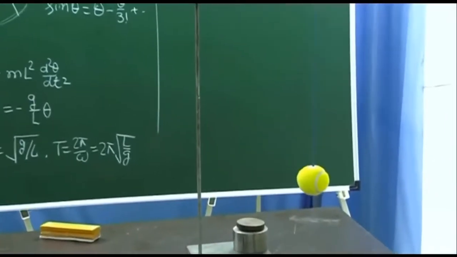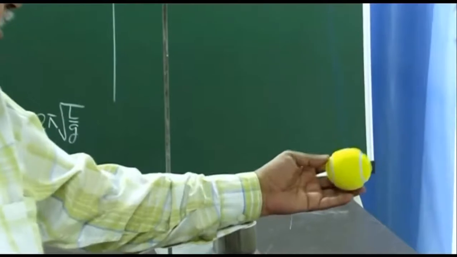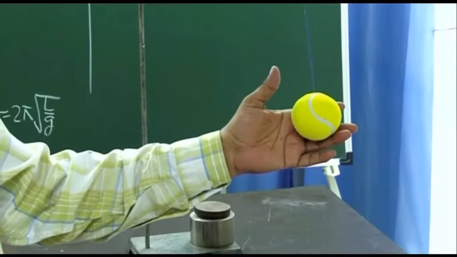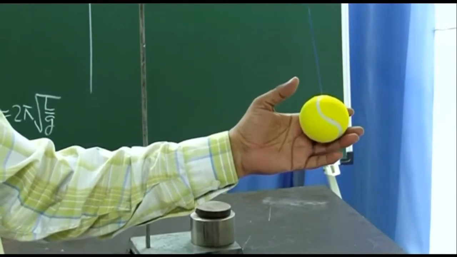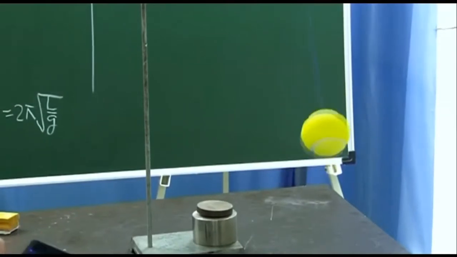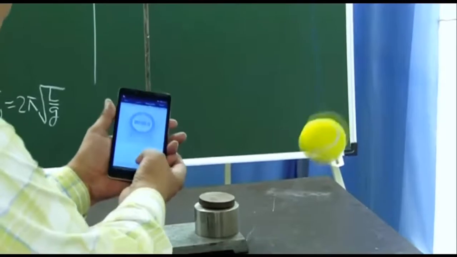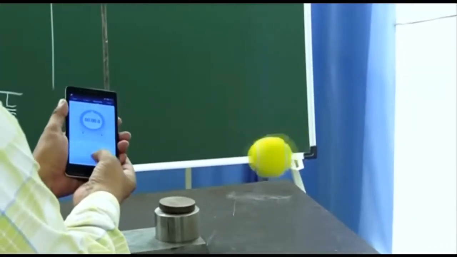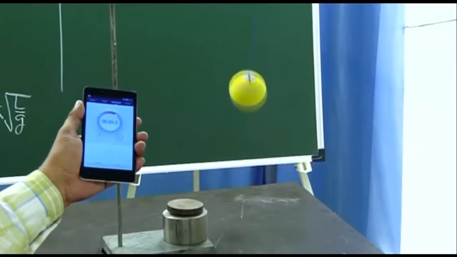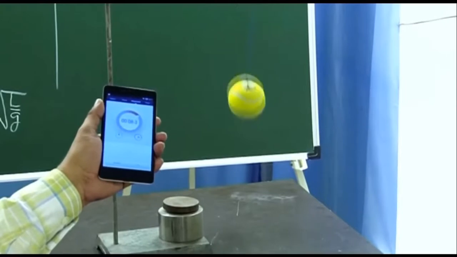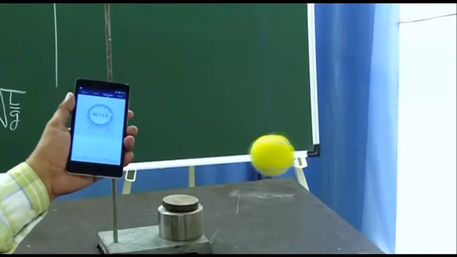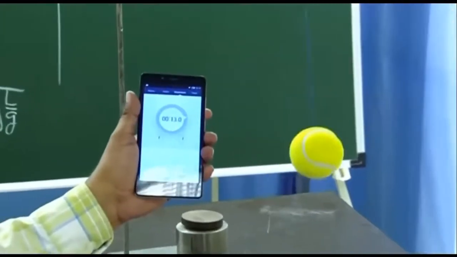Now let me oscillate it with a large amplitude. So I am pulling it to a large angle. This angle, although I am not measuring, must be more than 45 degrees, and I will leave it from here. Once again, here it goes: 1, 2, 3, 4, 5, 6, 7, 8, 9, 10, 13 seconds, 13.0 seconds.